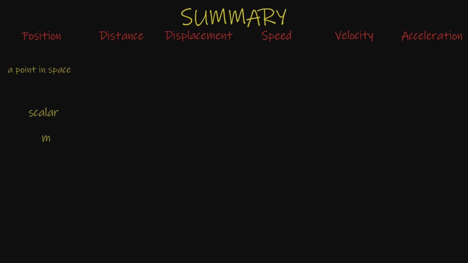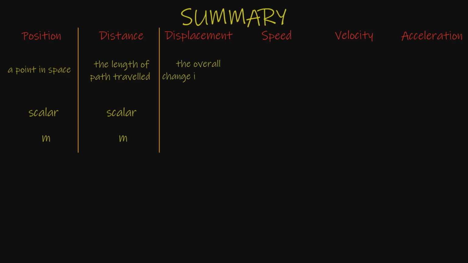Now, let's repeat what we have just learned. In this section, the concepts of position, distance, displacement, speed, velocity, and acceleration were introduced to you. Position is a point in space. It is a scalar, and its unit is meters. Distance is the length of path traveled. It is also a scalar, and it has the same unit, which is meters.